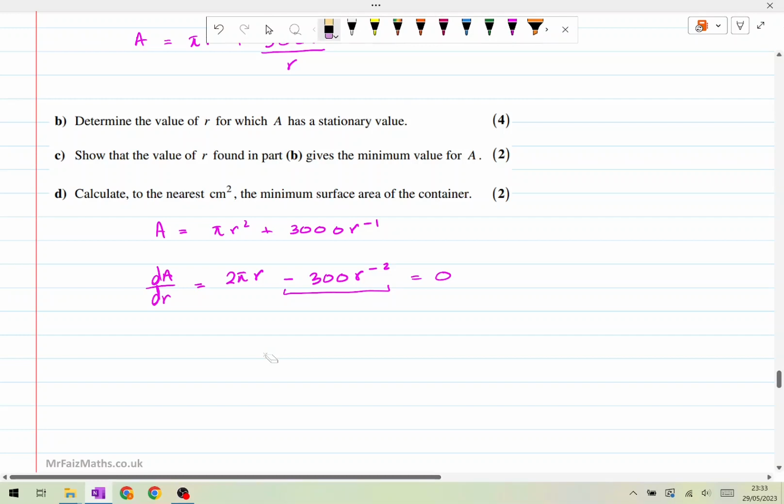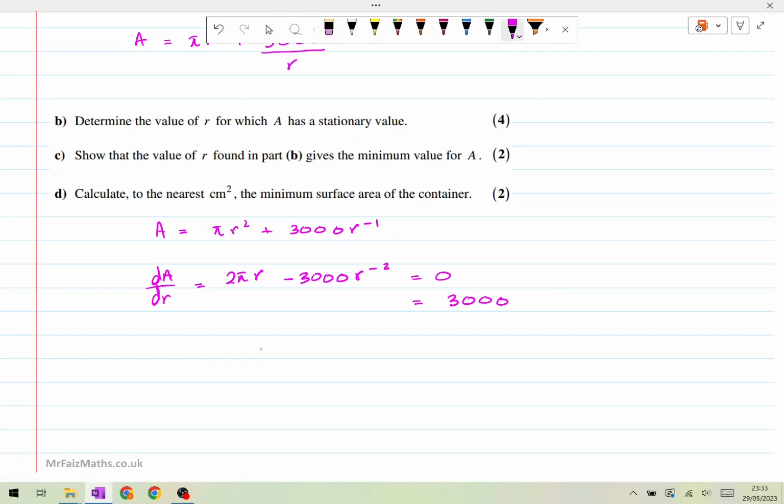Okay, so this should be 3000 here, not 300. Right, so if I take that to the right hand side, I should have 3000 r to the power minus 2. But instead of r to the power minus 2, what I'm going to do is rewrite that back as a fraction as r squared. And on the left hand side, I'm just going to have 2 pi r.